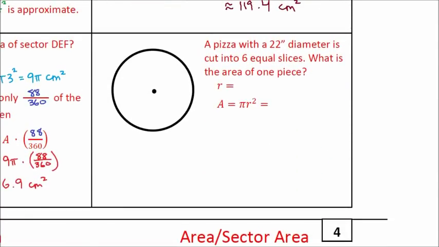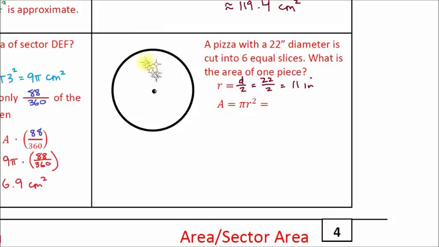All right, one more question. Pizza question. A pizza with a 22-inch diameter is cut into 6 equal slices. What is the area of one piece? Well, the first thing we have to do is figure out what our radius is, because we don't know it yet. Radius is diameter divided by 2. The diameter is 22 divided by 2. That's 11. So the radius is 11 inches.